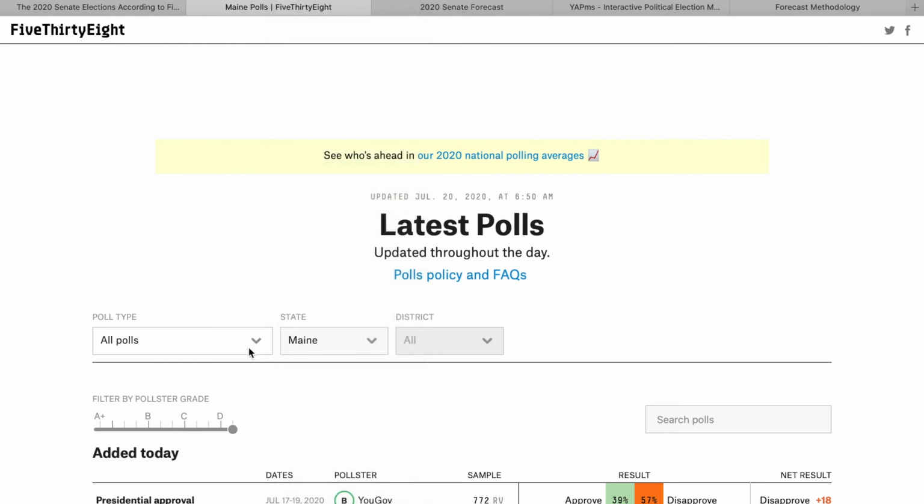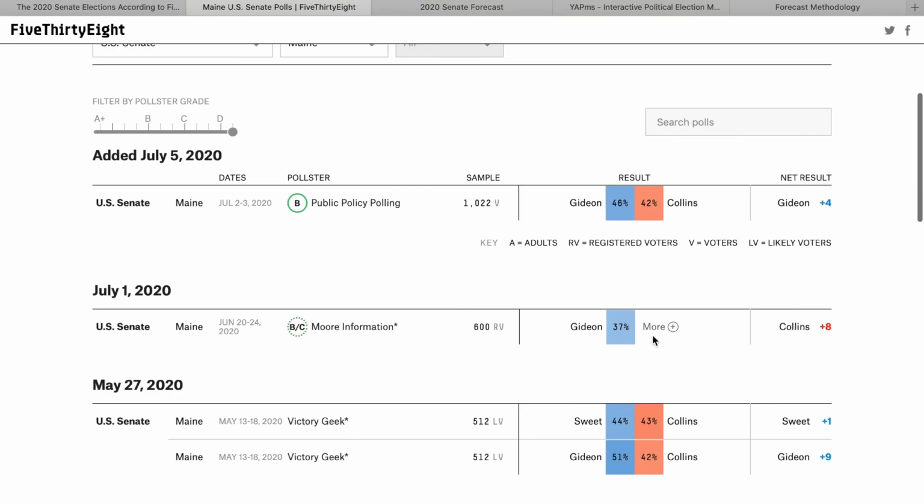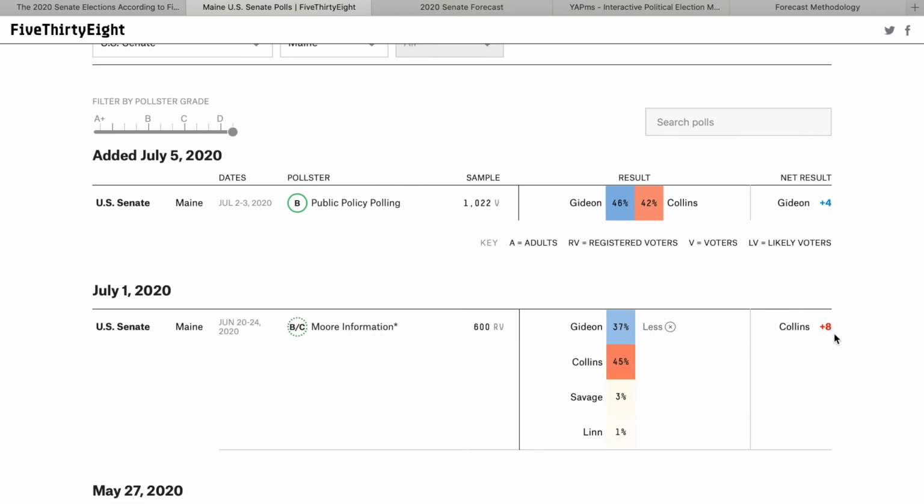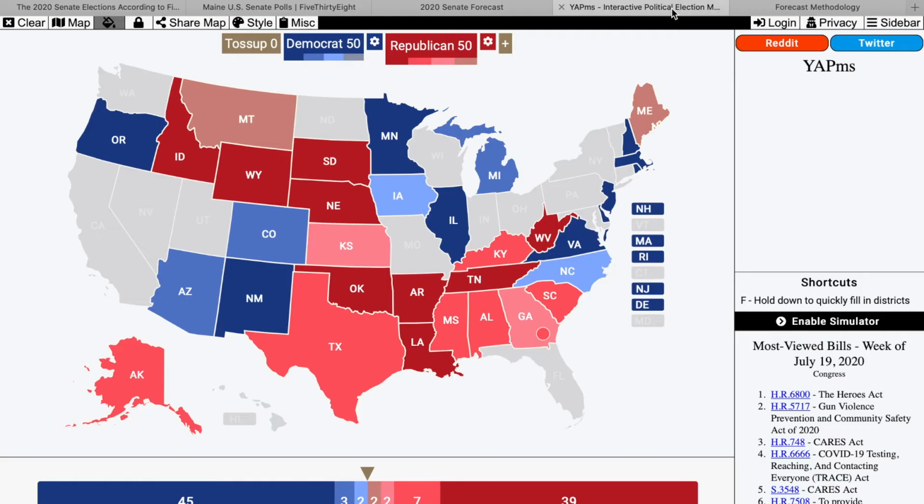Maine Senate. Yeah, there was a Republican internal poll that had Collins leading Gideon by 8, so that probably affected the results a bit. So that's why Susan Collins is winning by a tilt margin there.